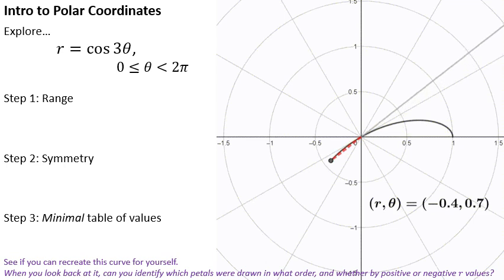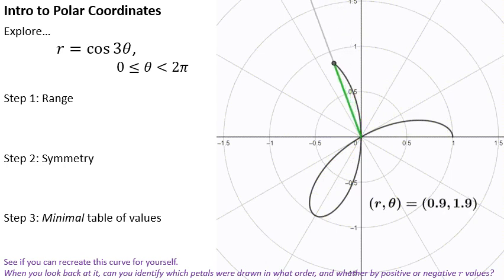I'd recommend, just like with the r equals cos theta one, you try drawing this and thinking through in your head which bits will be drawn when, and which bits will be drawn with positive values of r and which ones with negative values of r.